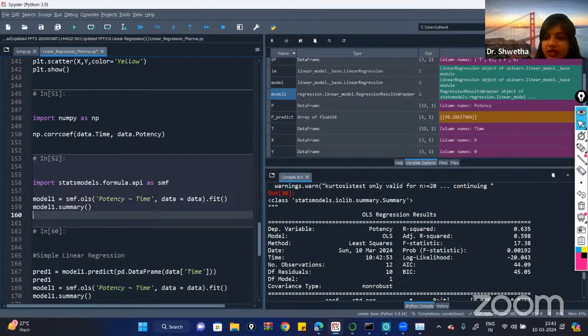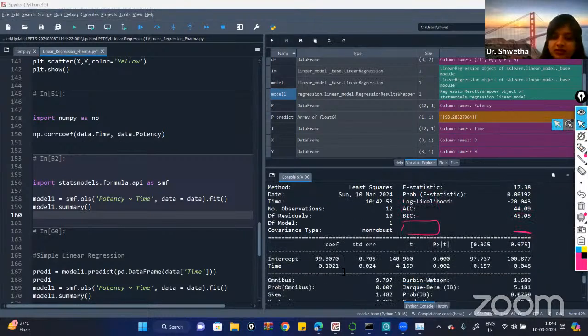Now for this model, the R squared value is 0.63. And then the intercept and the coefficient value. This is the intercept, this is the time, and the values for these are also given. Intercept value is 99 and coefficient value is minus 0.10. Again, we consider the p-value. If the p-value is significant, then only we consider those coefficients.